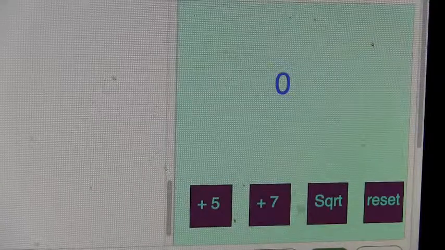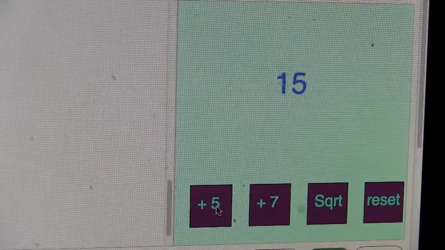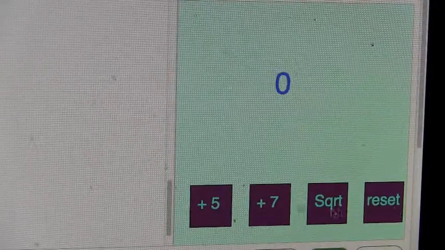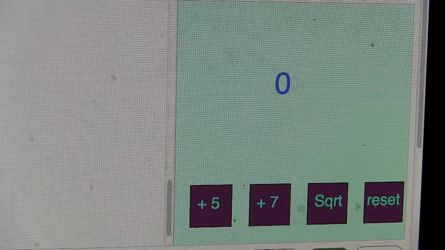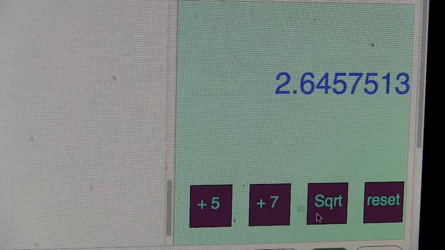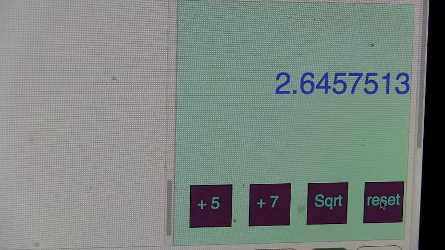But here it is. So here's the +5 button. Here's the reset button. Here's the +7 button. The reset button. Square root button.